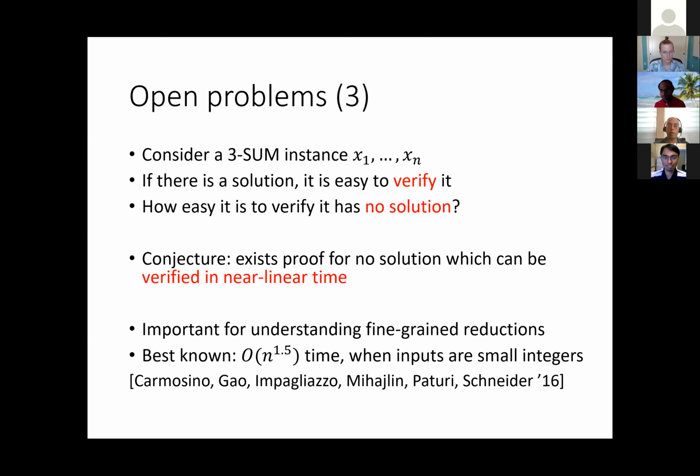They give an algorithm in roughly n to the 1.5 time, assuming something about the input. So not for arbitrary points, but for small integer points. But still it shows that the co-NP complexity is faster than the P complexity, which is quadratic, the best as far as we know. That's my third question.